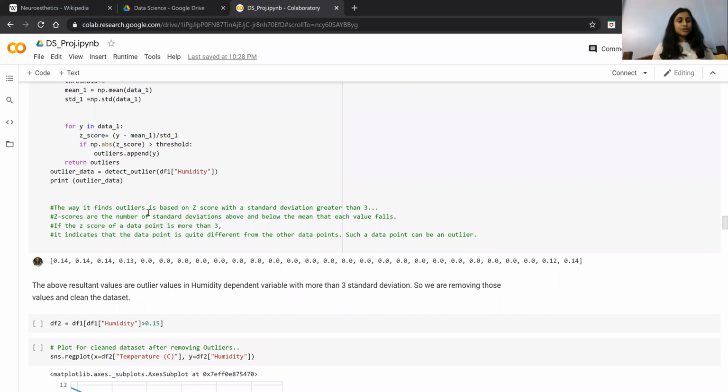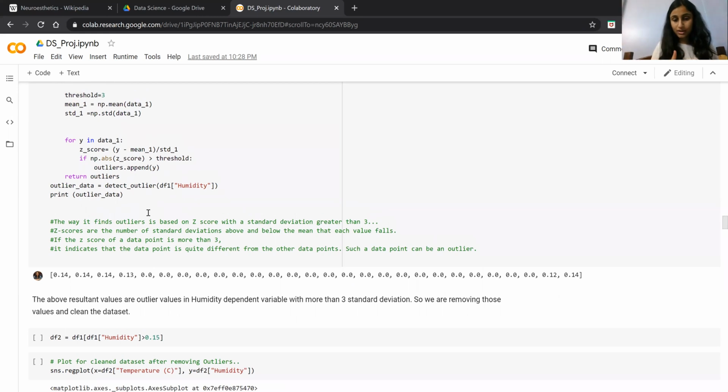The z-scores are the number of standard deviations above and below the mean that each value falls. If the z-score of a data point is more than 3, then it indicates that this data point is quite different from the other data points, and hence we're going to ignore it, on account of it being an outlier.